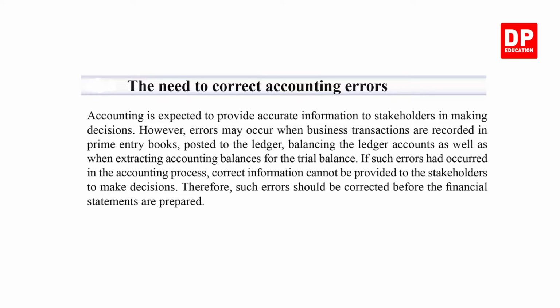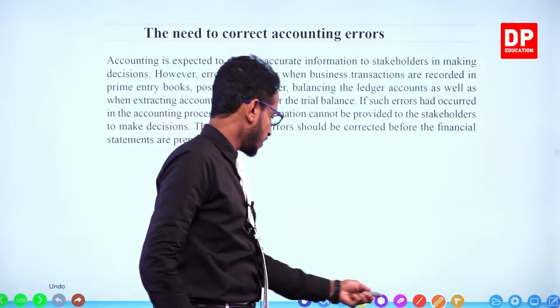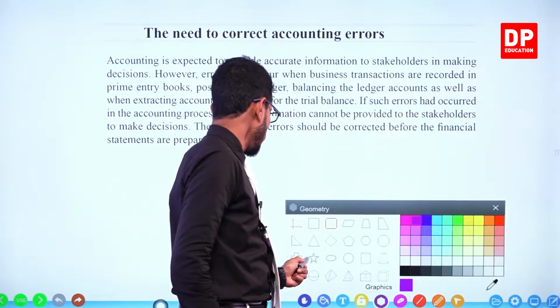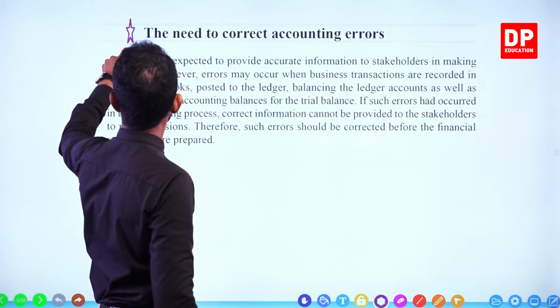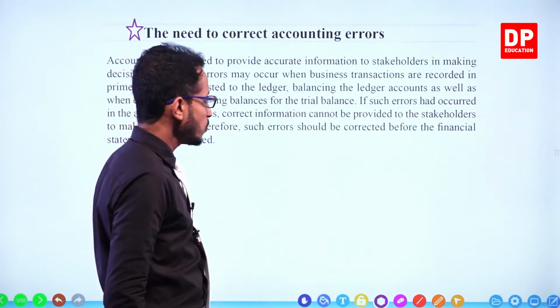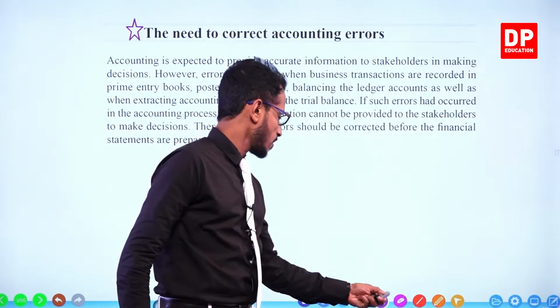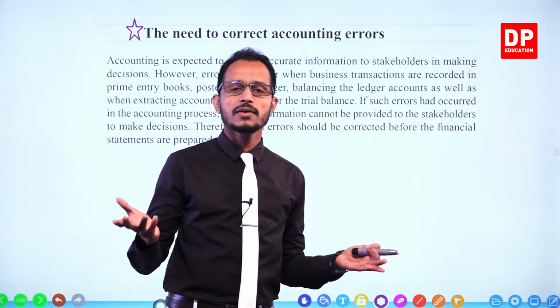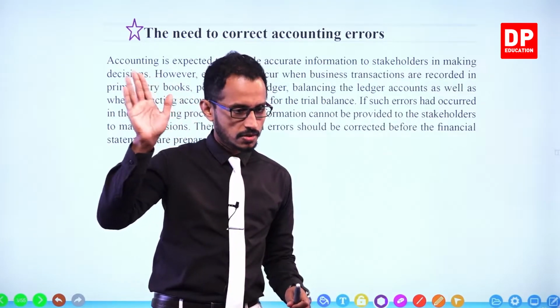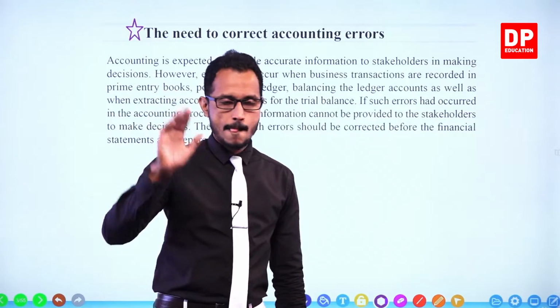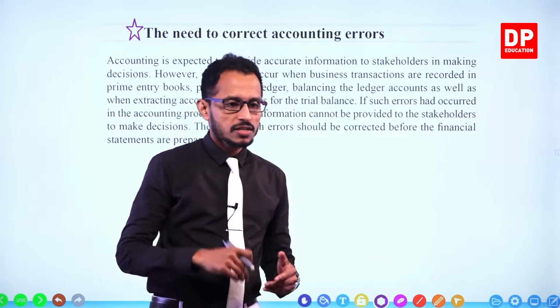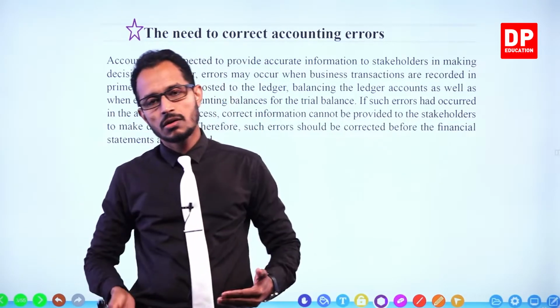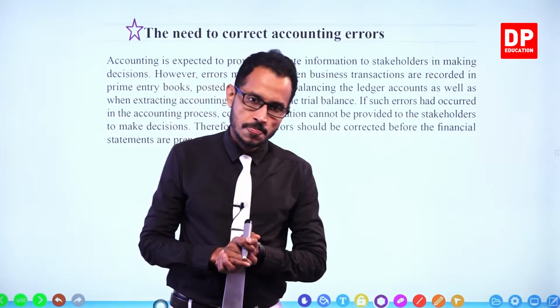Going forth, the need to correct accounting errors. The need to correct accounting errors. Why do we need to correct them? Why? Well, we can't keep accounting errors. We can't keep errors, mistakes in our accounts. No. That will generate a wrong picture to our stakeholders.